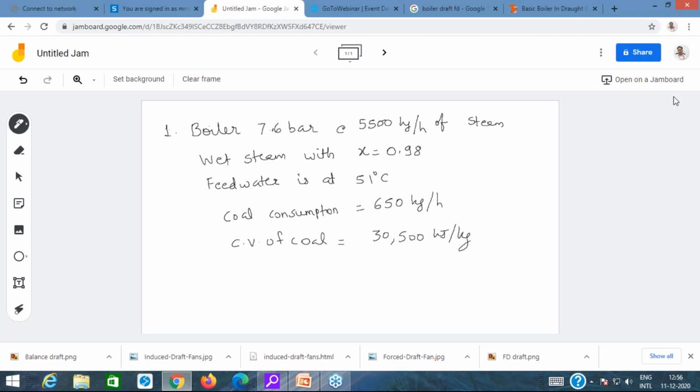You are required to determine the boiler efficiency and equivalent evaporation. So try out this, solve this problem. First you find out the required enthalpies.